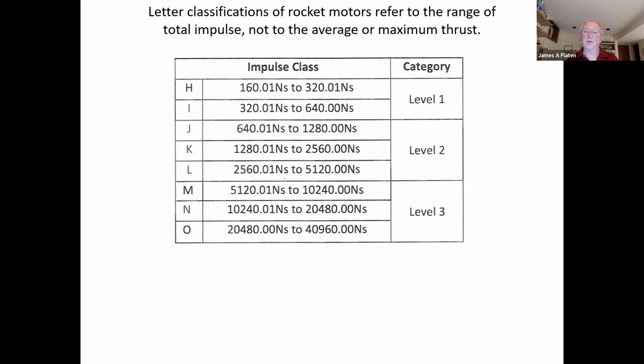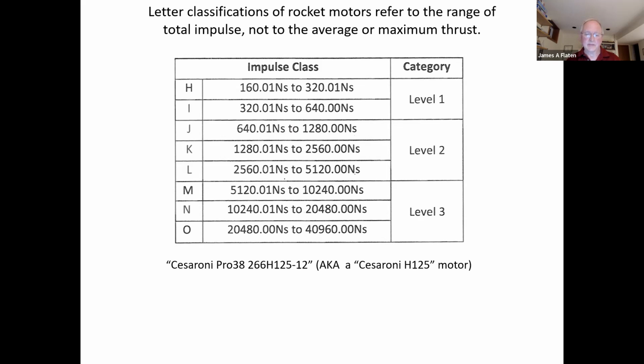Now, motors are classified based on their impulse. Sometimes I refer to that as how much energy, how much fuel you have, but in fact, this is the technical definition. And so from 160 to 320 newton seconds, that would be an H motor. From 320 to 640, that would be an I motor. From 640 to 1280, that would be a J motor, etc. And if you want to fly these motors for high power, you need level 1 certification to fly H and I motors. Level 2 certification gives you access to J, K, and L motors, etc.